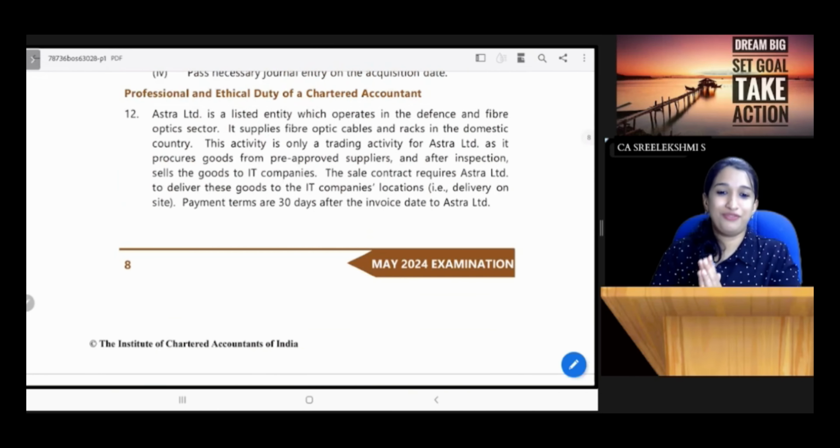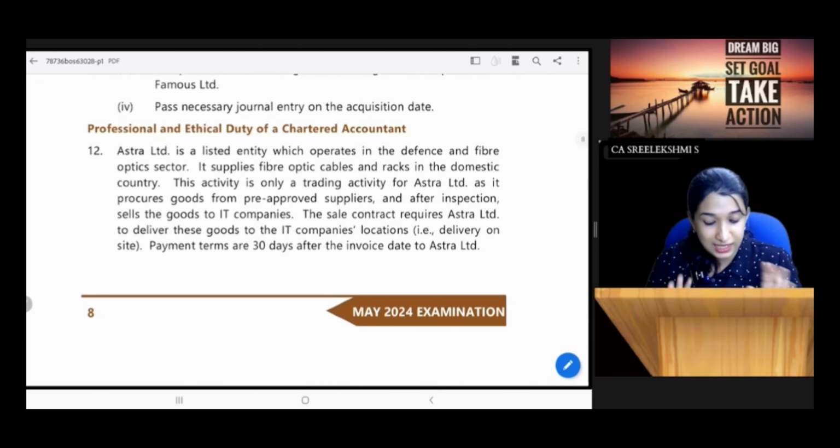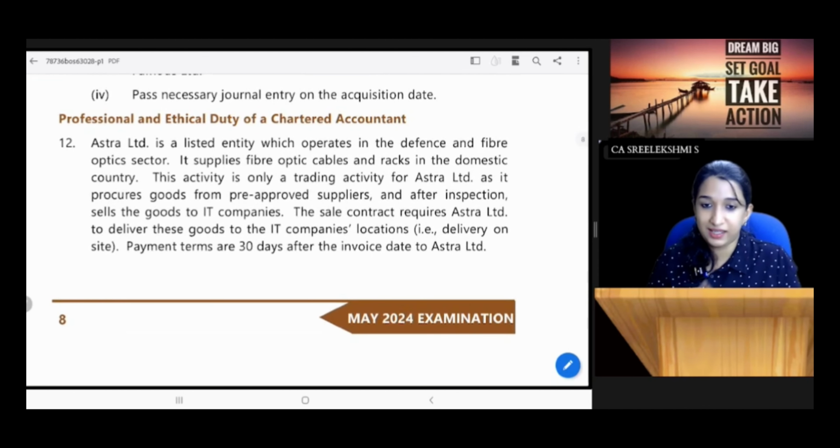Question number 12. Professional and ethical duty of a chartered accountant. The new area added. So definitely in this exam you will be getting one of the 10 questions in the material, or a similar question, the same pattern of question as in the study material. Let's read and find out.